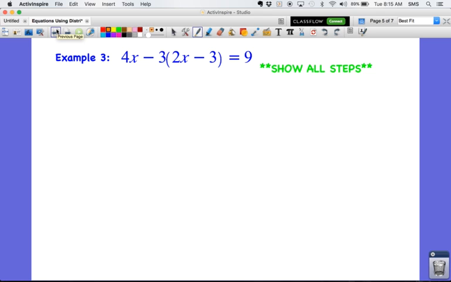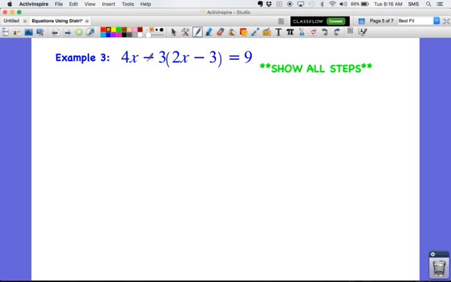Another one. This one's got a couple different steps to it, but the process is the same. Now I've got a 4x here, I've got a 2x here, so that's a little complicated. I've got x in two different places. But what we're going to end up doing is combine our like terms so that we only have one x. But first, before I can start combining like terms, if we notice, this 2x is inside these parentheses. I want to get rid of my parentheses first.